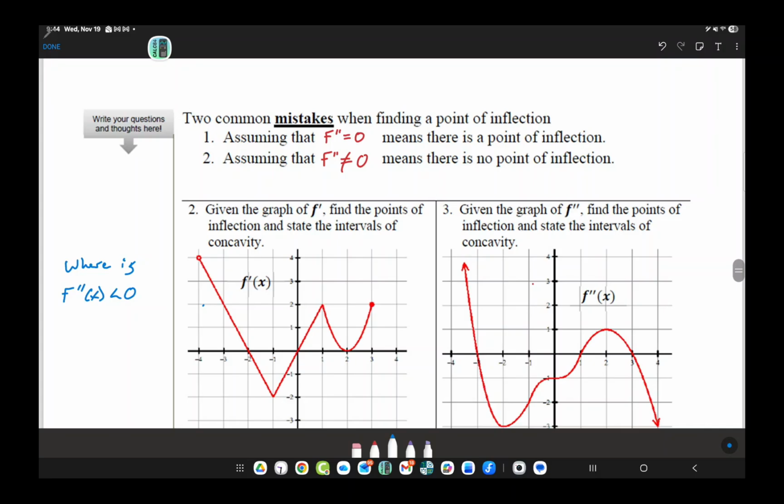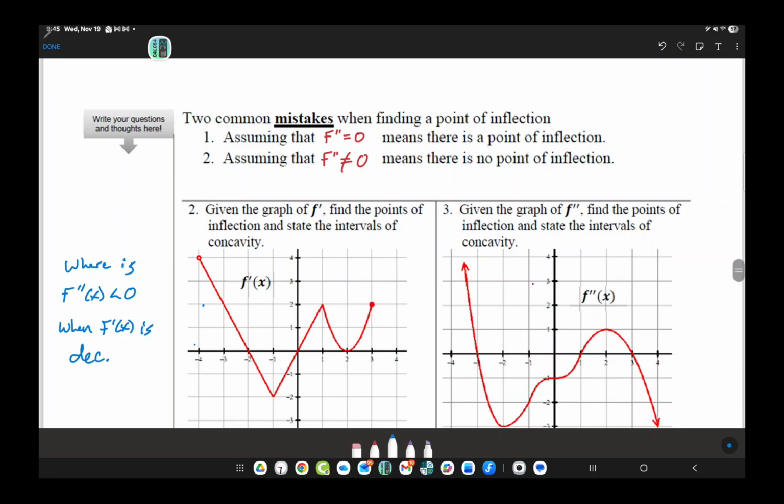Let's put this in context, something you should already know. Oh, somebody's already got it. If you have the first derivative, how can we tell where the derivative is negative? When the slope is negative. So if we have the first derivative, how can we tell where the second derivative is negative? When the slope is negative. So we are looking at when f prime of x is decreasing.